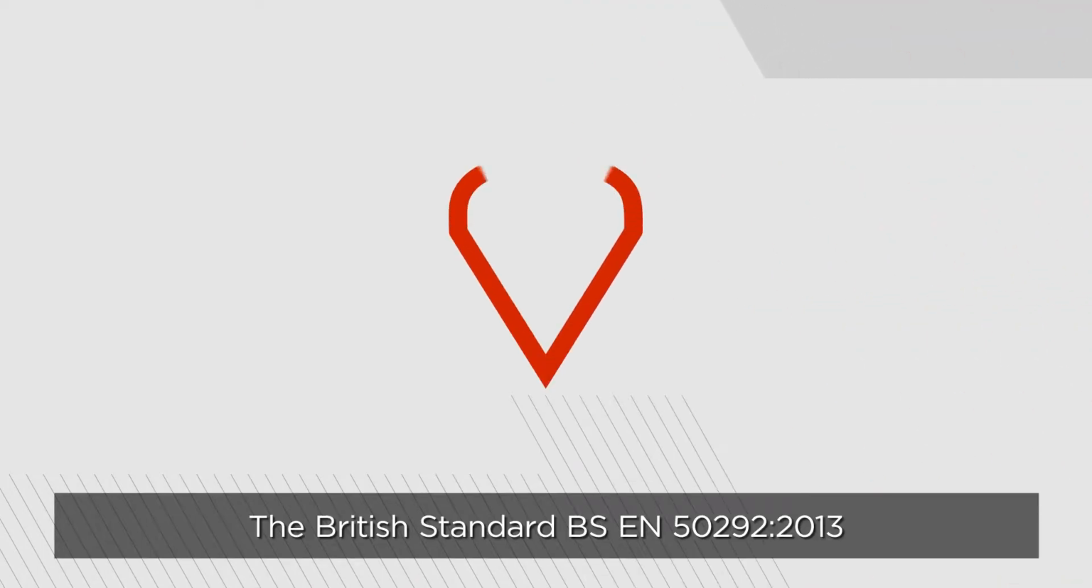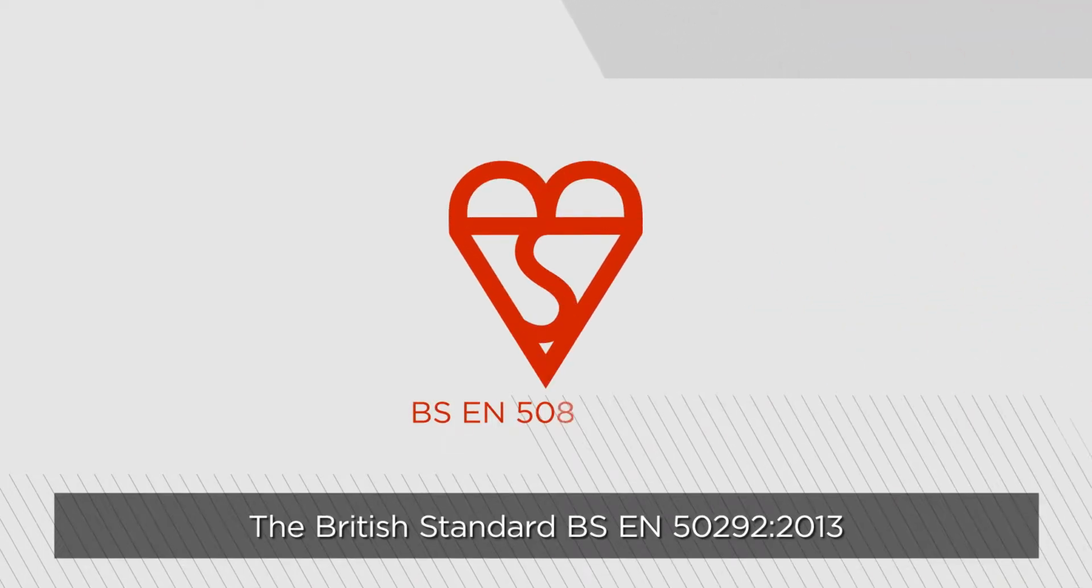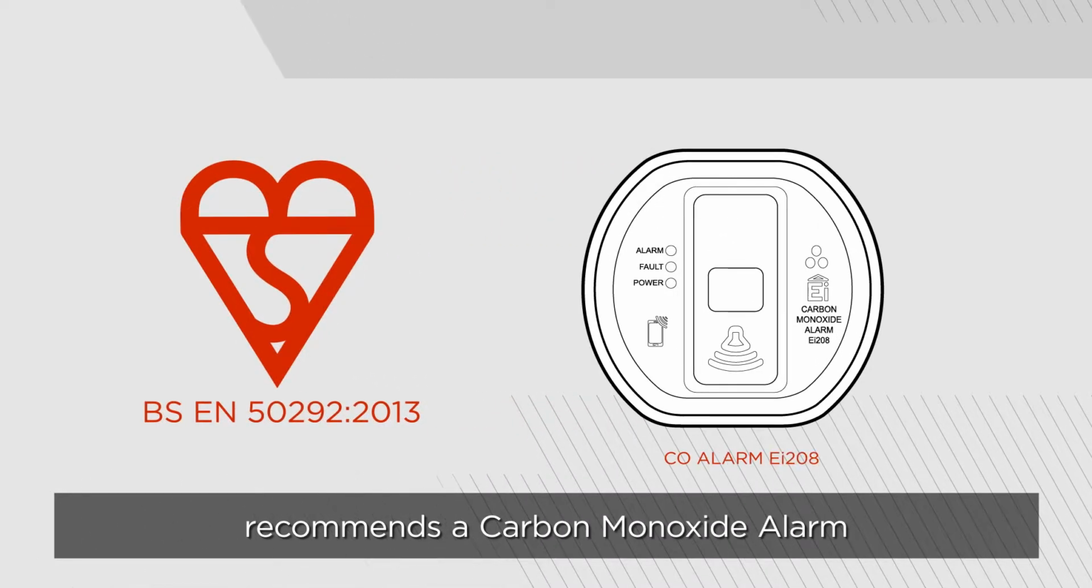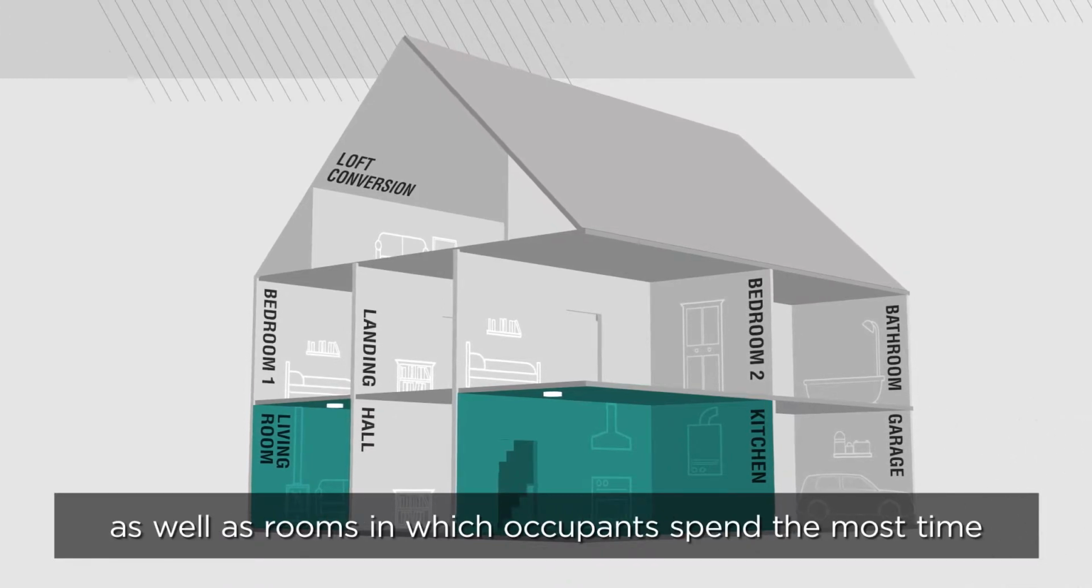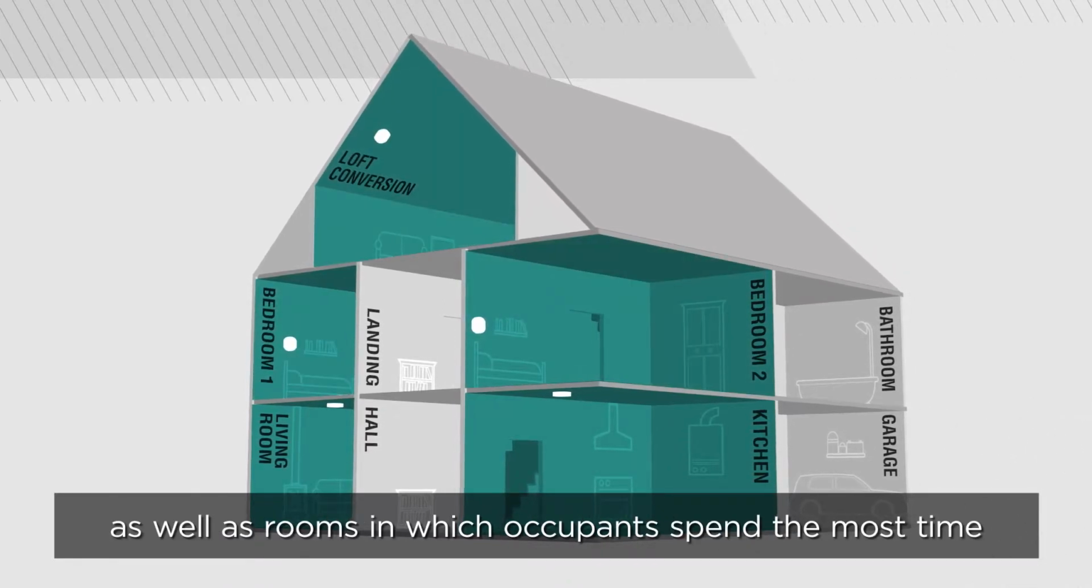The British Standard BS EN 50292 2013 recommends a carbon monoxide alarm in any rooms with a fuel-burning appliance, as well as rooms in which occupants spend the most time.